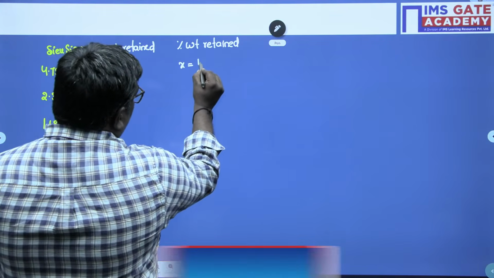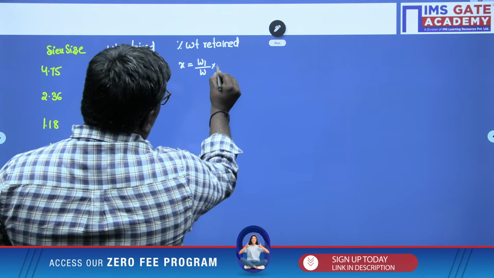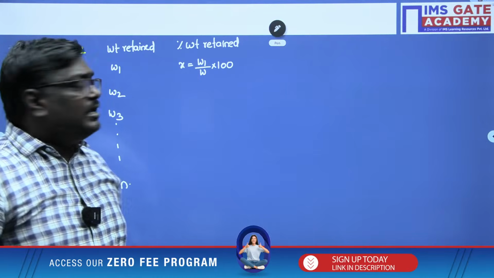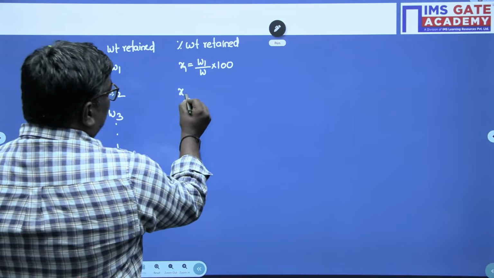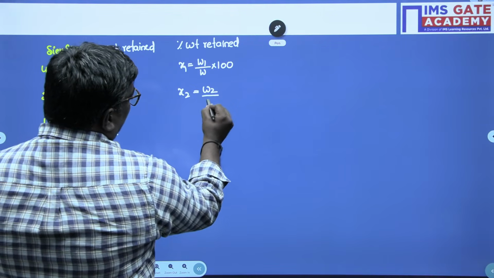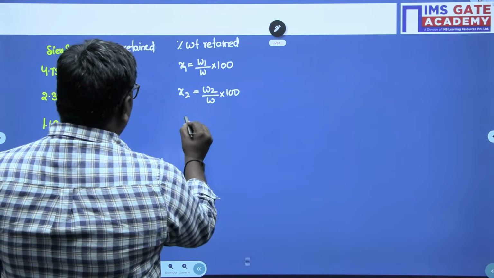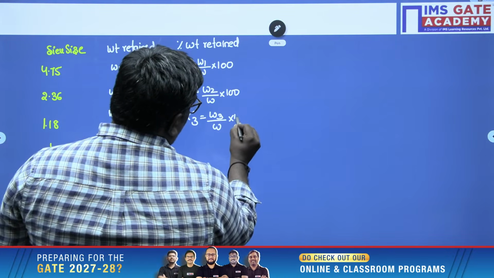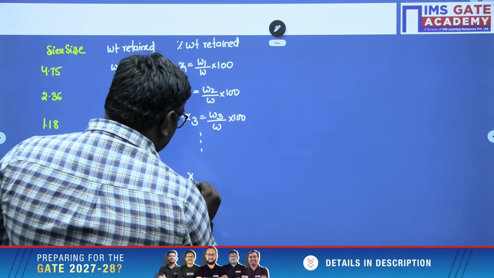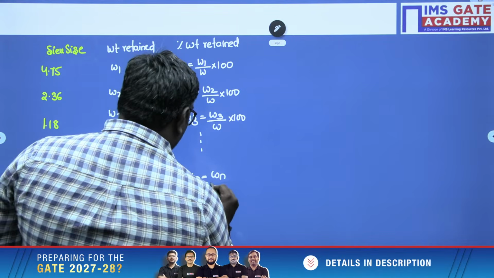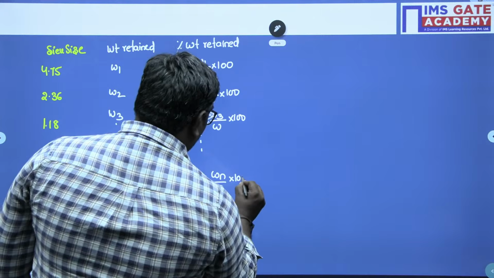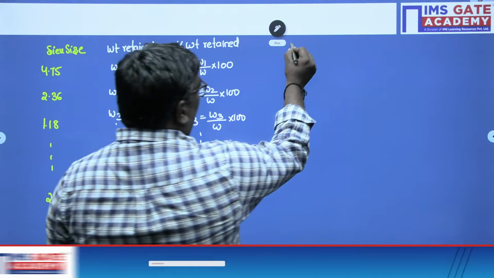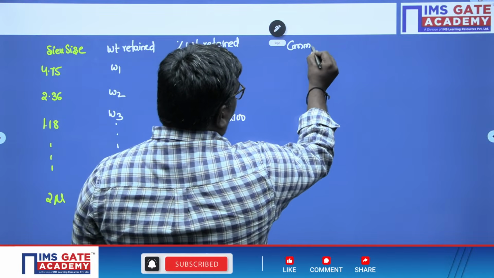X is equal to what, my dear students? W1 by W into 100. What is W1? It is the weight retained in that sieve, and W is the total weight. This can be taken as X1. Similarly, X2 can be taken as W2 by W into 100, and X3 can be written as W3 by W into 100. Similarly, Xn is Wn by W into 100. I hope you are following, my dear students. Yes or no?